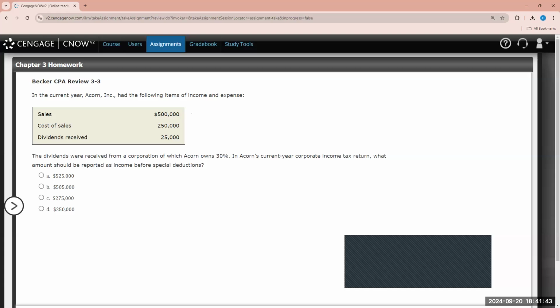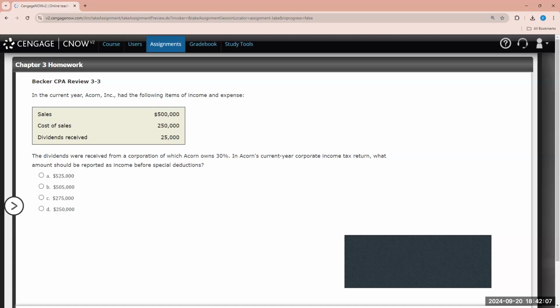What amount should be reported as income before special deductions? In the current year, Acorn Inc. had the following items of income and expense. We have sales of $500,000, cost of sales of $250,000, and dividends received of $25,000. The dividends were received from a corporation of which Acorn owns 30%.